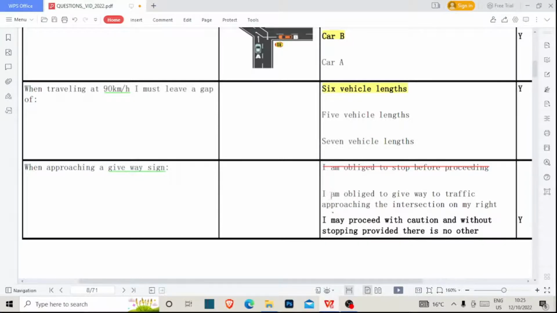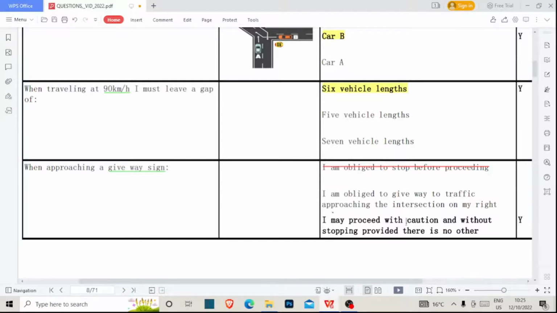Now let's look at this one. I am obliged to give way to traffic approaching the intersection on my right. It's also correct, but it's partially correct. Why? Because you also have to give the right of way to traffic that is coming from your left. So it's not only right, it's also left.